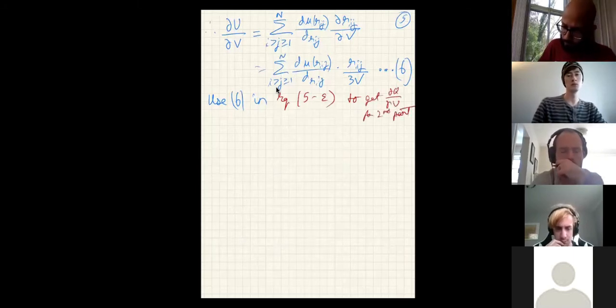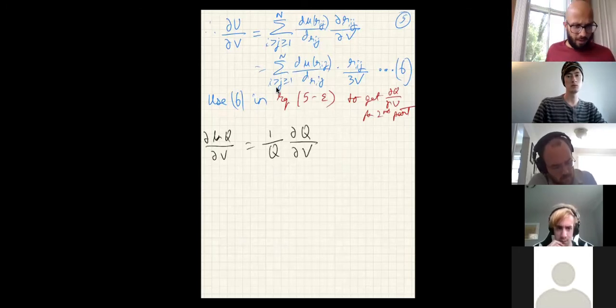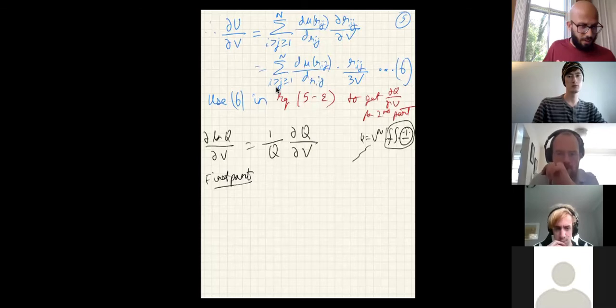So partial ln, now I can go back to my black color because it is the full thing. So partial ln Q by partial V, which is the thing that we are very interested in, is 1 by Q, partial Q by partial V, right? And it will have two parts. It will have a first part. Remember, because Q is equal to V to the power N multiplied by really complicated looking things.